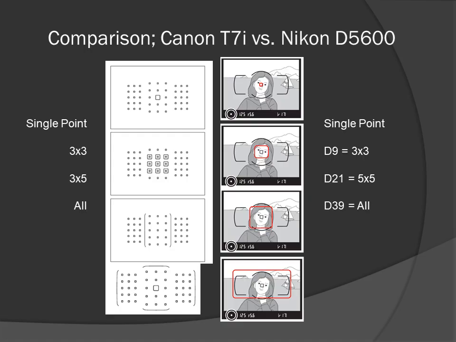Third item, 3x5 for the Canon and 5x5 for Nikon. Same thing for the Canon. Anything within that 3x5 matrix is what the camera will focus on. It'll focus on whatever is closest. And just like the D9, same thing with D21. You have to put that central focus point onto the subject first. And for all, focus points are used for the Canon, and on the Nikon, all focus points are used, but the same thing, you still have to put the central focus point on the subject.